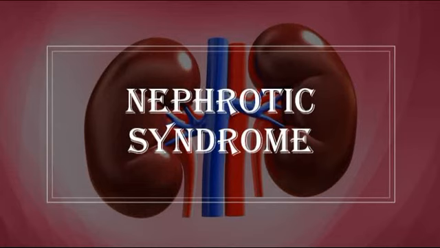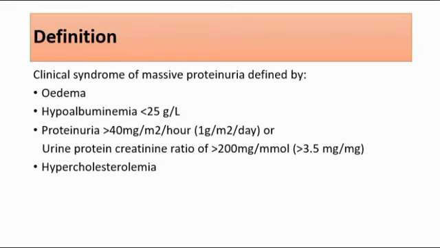Today in this video, I'm going to be talking about nephrotic syndrome. So the definition of nephrotic syndrome is a clinical syndrome of massive proteinuria, which is defined by edema, hypoalbuminemia, which is less than 25 gram per liter, proteinuria, more than 40 milligram per meter square per hour, or urine protein creatinine ratio of more than 200 milligram per millimole, and also hypercholesterolemia. These are the few criteria to diagnose nephrotic syndrome.